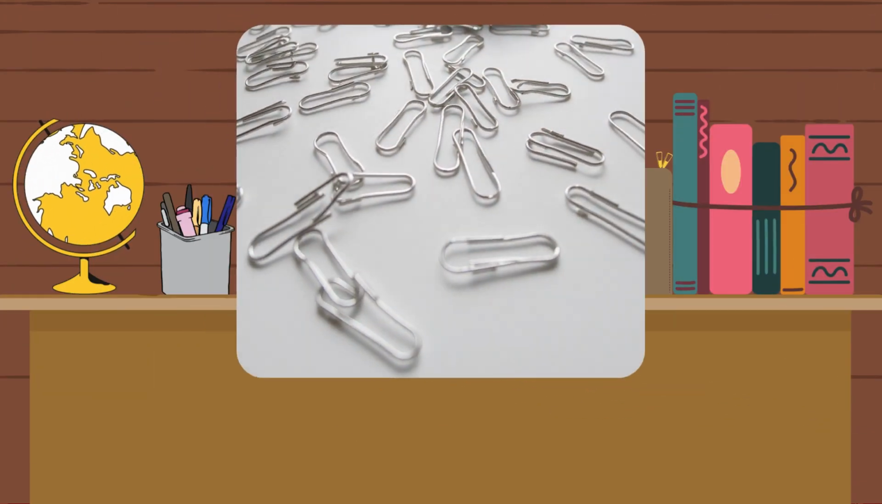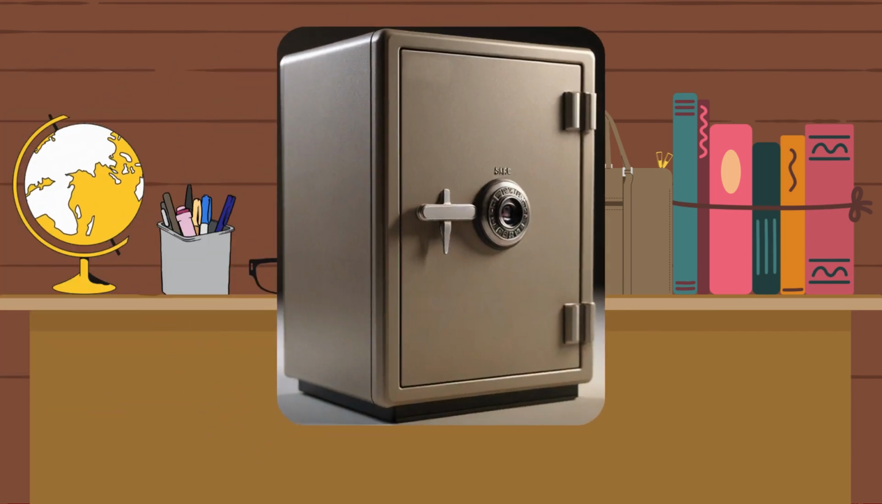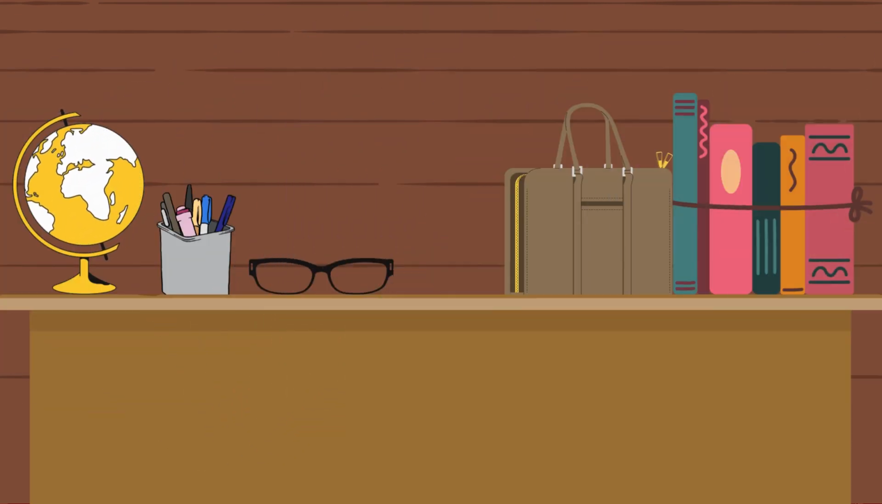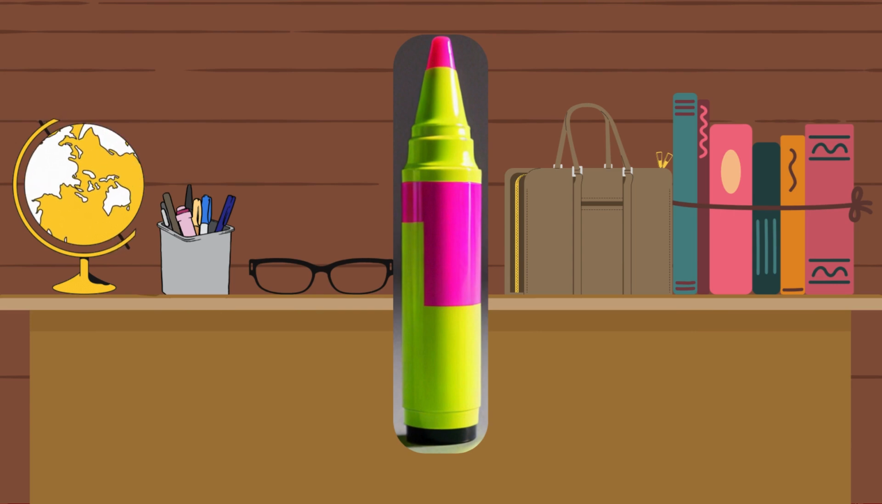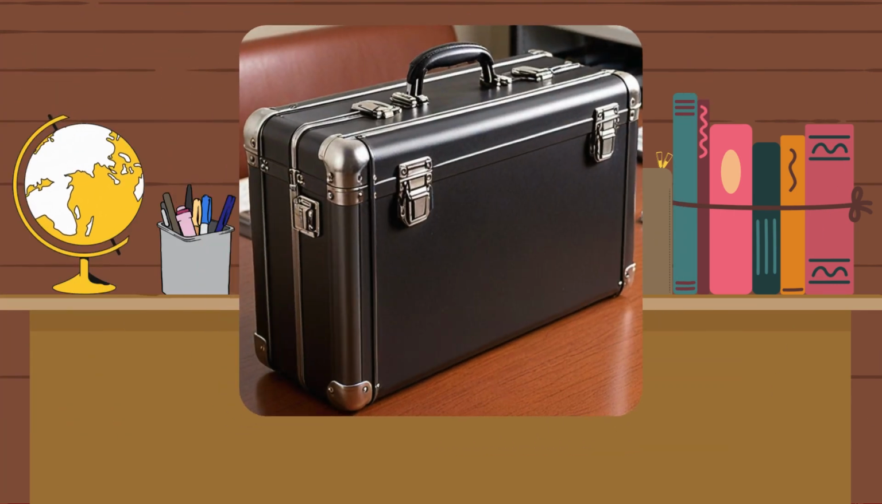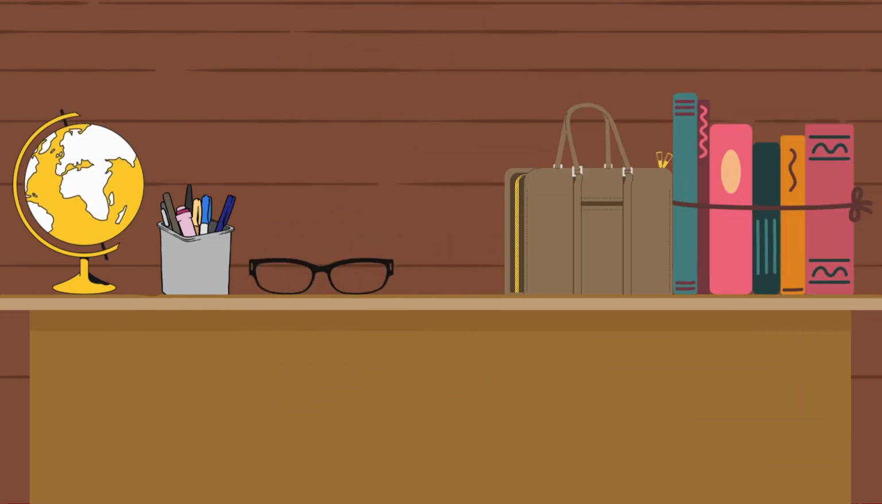What are these? These are paper clips. What is this? This is a safe. What is this? This is a highlighter. What is this? This is a briefcase.